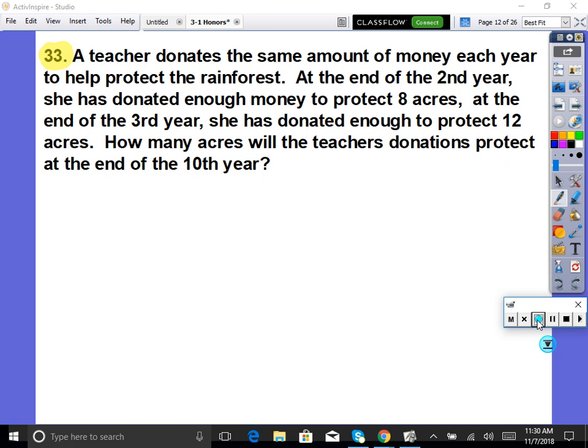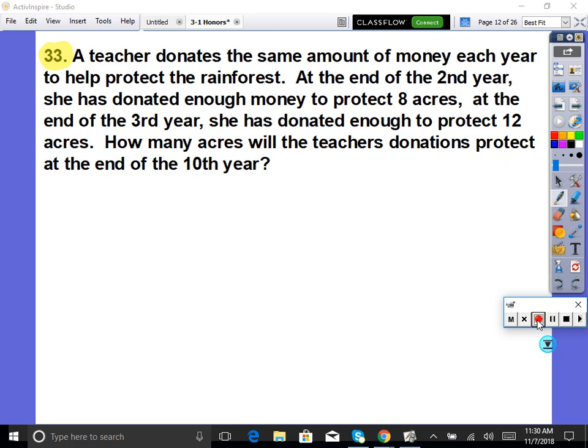Okay, go to 33. So this is when this math actually starts being used. So, a teacher, let's read it. A huge portion of the test is story problems because that is asking the exact same thing that I was asking, it's just in words. So, on the other problems. Let's read it. A teacher donates the same amount of money each year to help protect the rainforest. At the end of the second year, she has donated enough money to protect 8 acres.